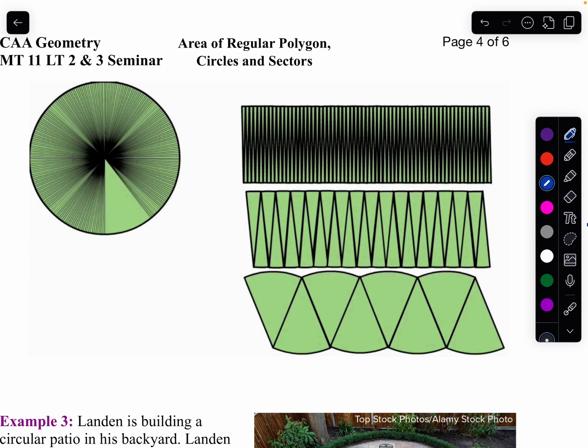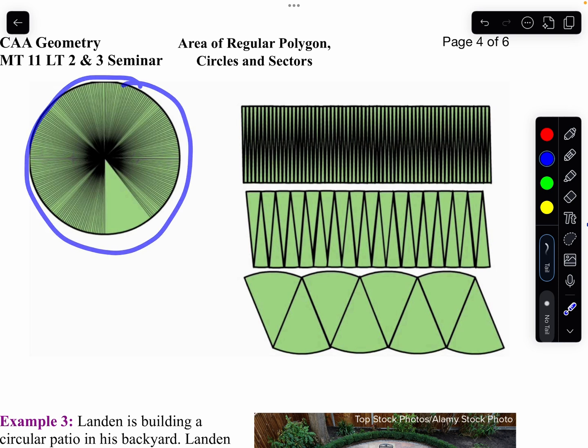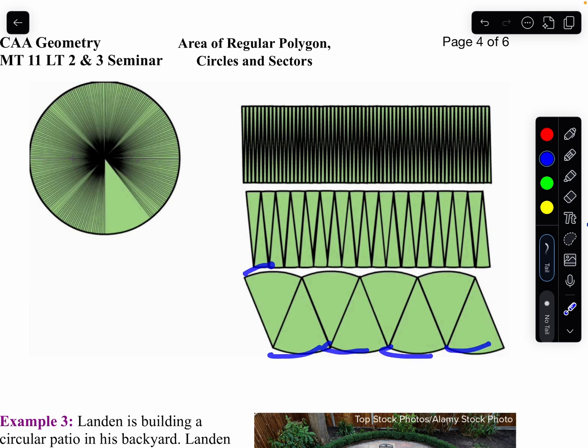I'm going to take this circle. Notice we have this circle here. I'm going to cut out sections, and I'm going to just pile them back and forth. See what I did there? Notice half of my circumference is on the bottom and half of my circumference is on the top. So I know this bottom part is half of my circumference.